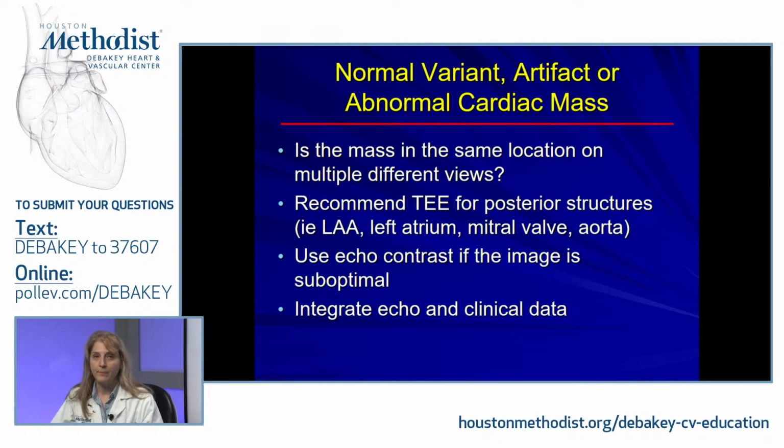If the abnormal structure is located in the posterior chambers like the left atrial appendage, the left atrium, the aorta, the mitral valve, the TEE is excellent for visualizing those structures. And contrast can be very, very helpful because artifacts will disappear with contrast. A true cardiac mass will not. And integrating the echo and clinical data is also particularly important when trying to determine if this is an abnormal cardiac mass.